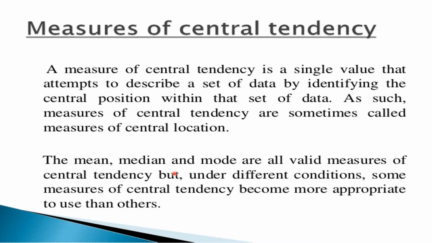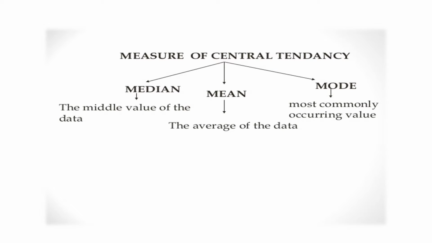The mean, median and mode are all valid measures of central tendency but under different conditions. Some measures of central tendency become more appropriate to use than others. So under measures of central tendency, we will be learning about mean, median and mode. Median tells us the mid value of the data, mean is the average of the data, and mode gives the most commonly occurring value. So we will be studying each of the measures of central tendency one by one, and we will be starting first with mean.